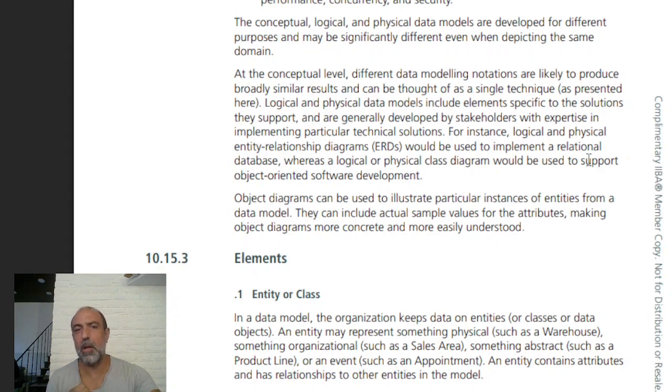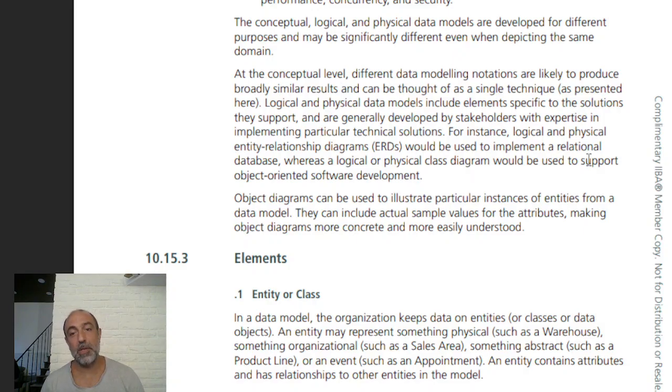The conceptual level gives broader results and can be thought of as a single technique as presented here. Logical and physical data models include elements specific to the solutions they support, right? And they're developed by the stakeholders with the expertise in implementing particular technical solutions. For instance, logical and physical entity relationship diagrams, ERDs, would be used to implement a relational database, whereas a logical or physical class diagram would be used to support object-oriented software development.